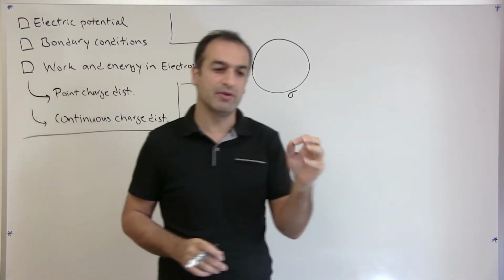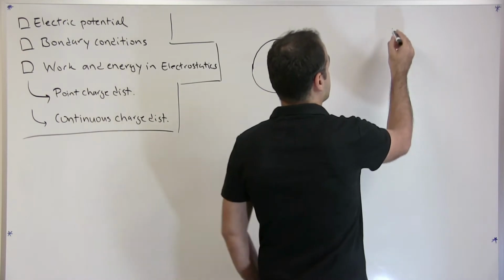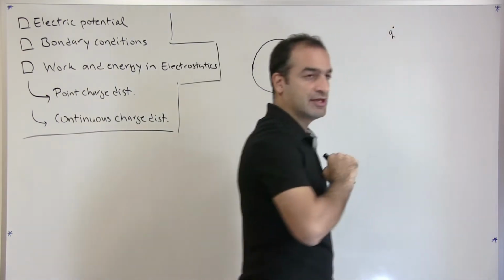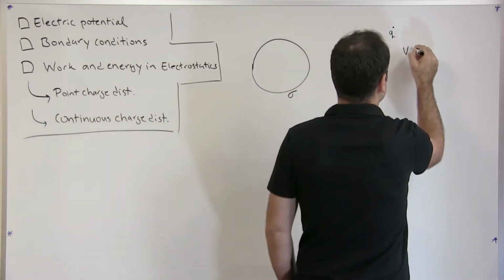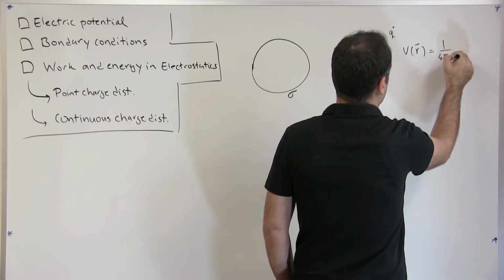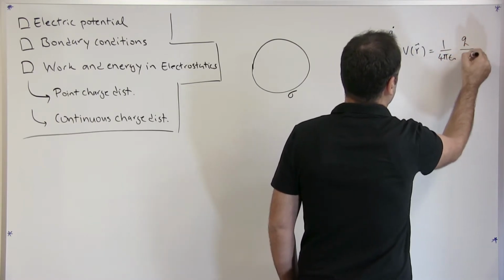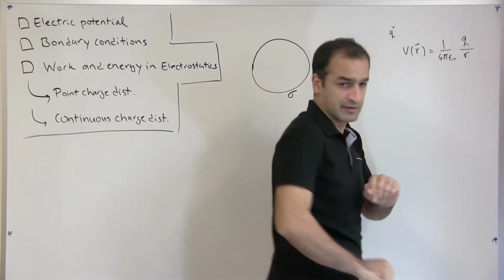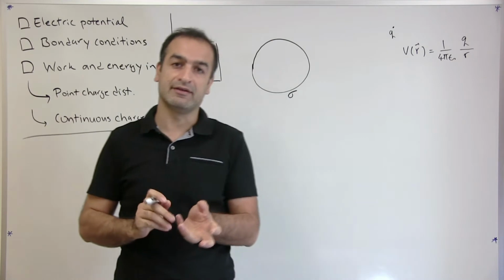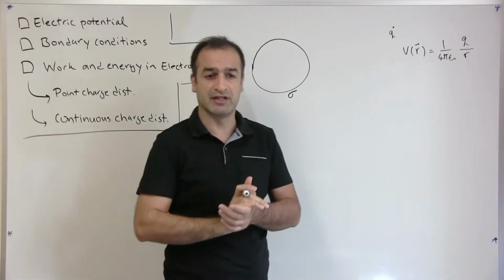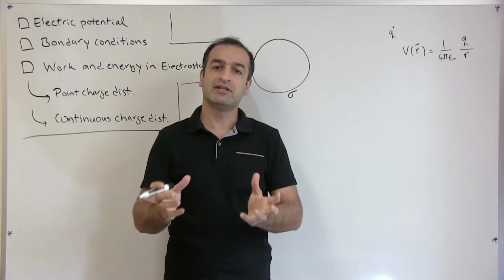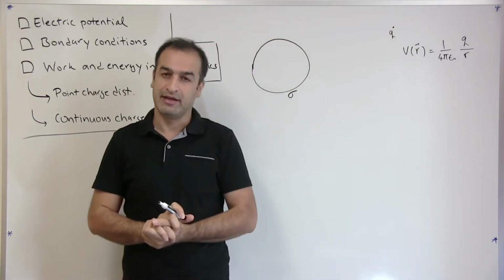Okay, so the starting point, if you remember, was the electric potential of a point charge. We said that if we have a point charge Q, the electric potential around this at any position R is simply 1 over 4 pi epsilon 0 Q divided by R, and this is the magnitude. And again, I remind you, electric potential is a scalar function. Okay, it's not a vector function. So it does not have any direction, and the superposition principle works on electric potential as well.